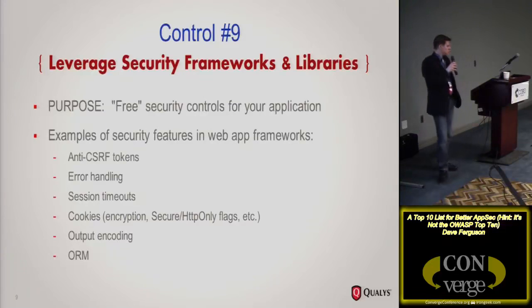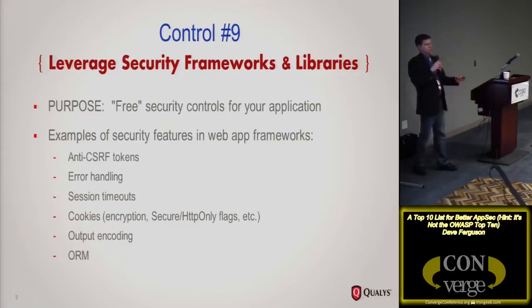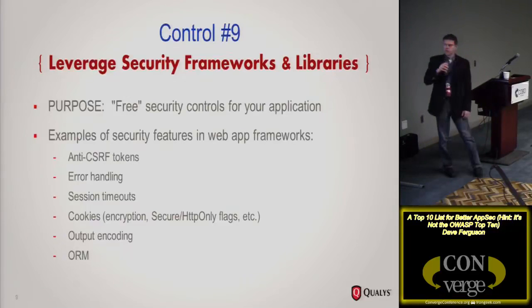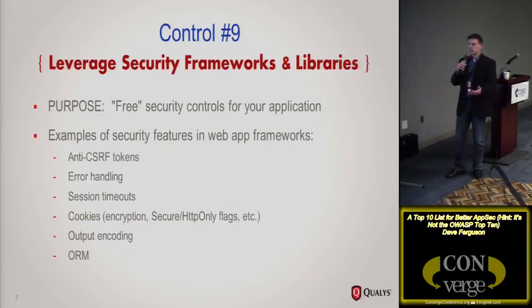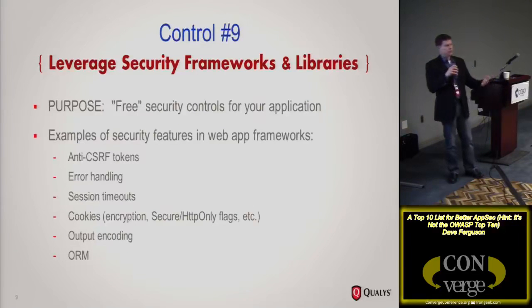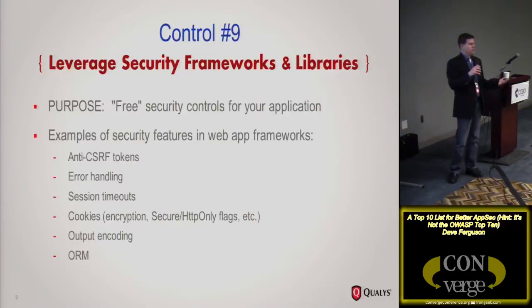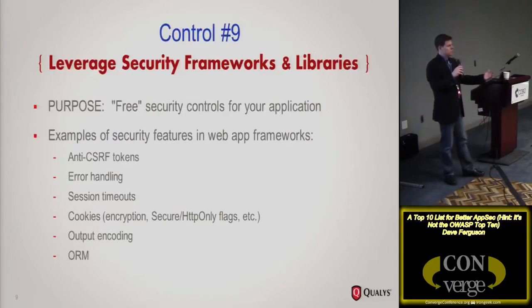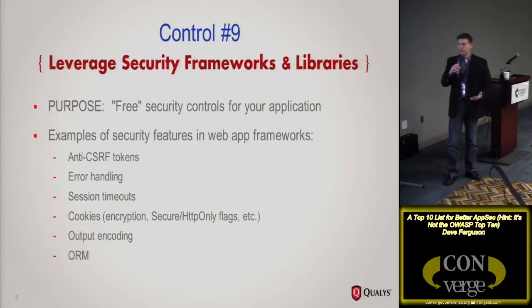So some examples of this would be things like anti-cross-site request forgery tokens. There's all kinds of PHP, Ruby on Rails, Java, Apache Struts. They all have ways to prevent cross-site request forgery by implementing a token in the forms. Also, error handling mechanisms, which we just talked about. Configuration is available for handling unexpected errors. Session timeouts is another one. Any kind of web session should time out after a certain amount of inactivity. That's all configurable in the frameworks.